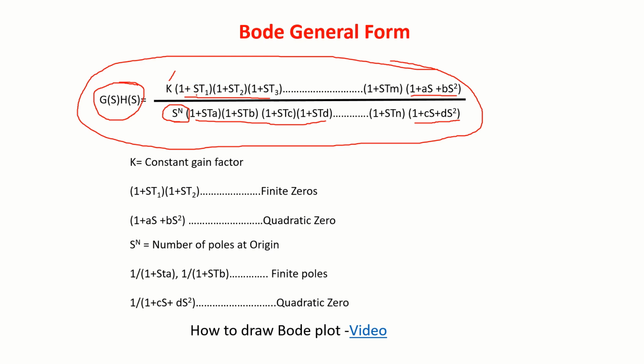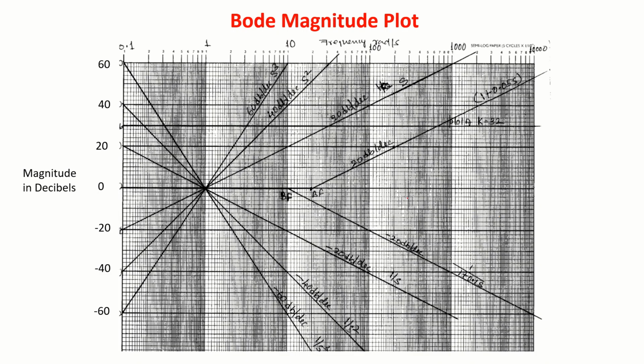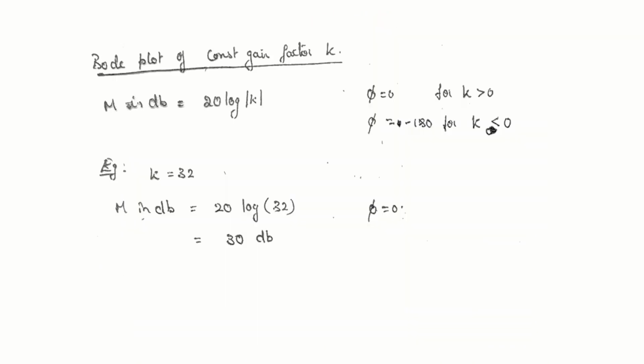Whatever be the problem given, you always reduce that problem into this form. That is, 1 plus something into S, 1 plus something into S, like this. This form you should reduce it to. Otherwise you may go wrong. Now let us learn how to draw the Bode plot for these factors. Anyway, I will come back to this. First, if you want to draw the Bode plot for a constant gain factor K, the magnitude in decibels is 20 log mod K.